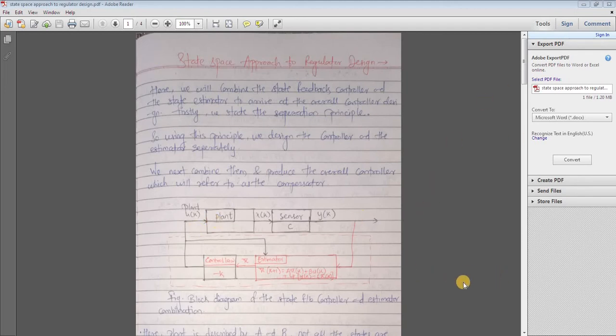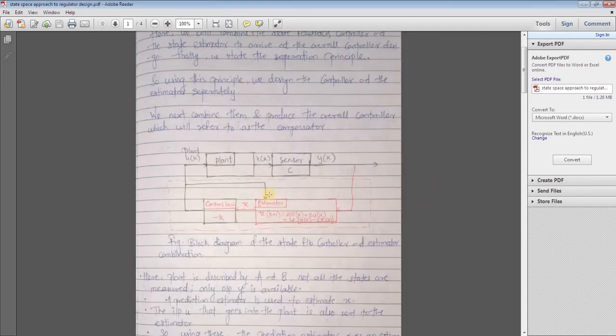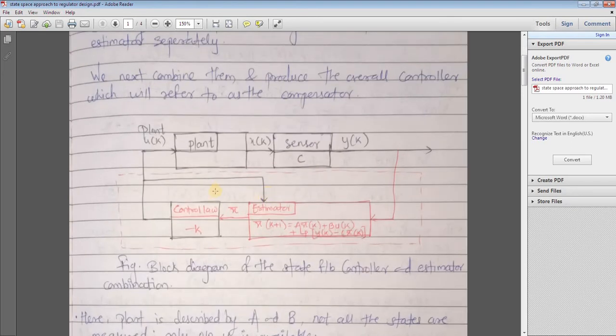You can see here this figure, I'll zoom it. This is the block diagram of the state feedback controller and estimator combination. This is the state feedback controller, this is the estimator, and the block within the red dot-dash line indicates the compensator, which is very similar to the conventional output feedback controller. The plant is described by A and B.